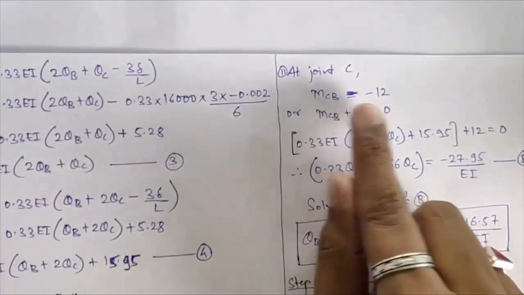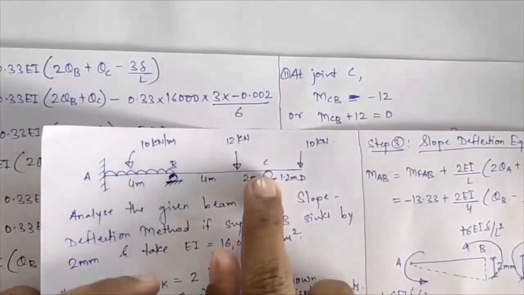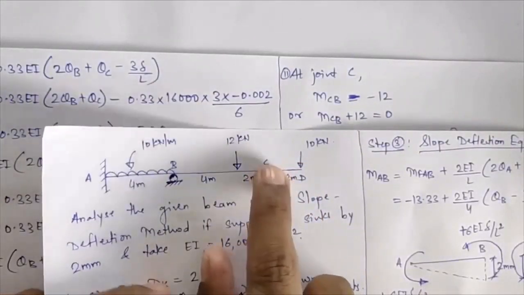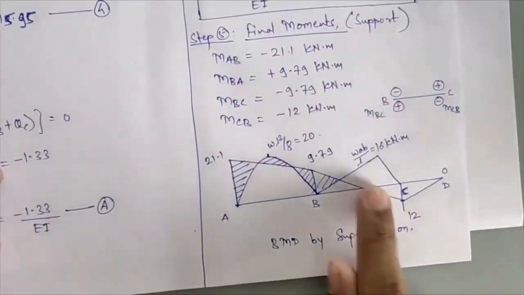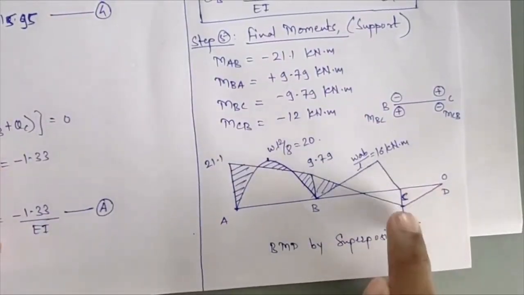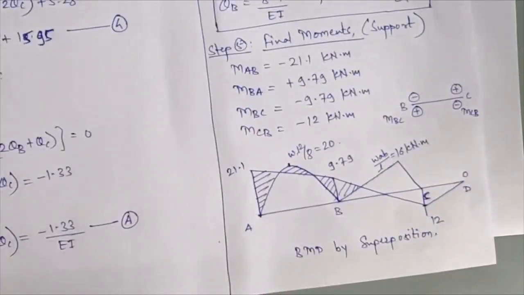That is, MCB would come equal to 0 as in the previous numerical. But here the overhang portion is given, so that is adding a moment on joint C. That moment you have to consider under the equilibrium condition, and that is highlighted throughout the numerical. That is, a moment of 12 will be acting at this joint C, which is seen in the bending moment diagram by superposition also.